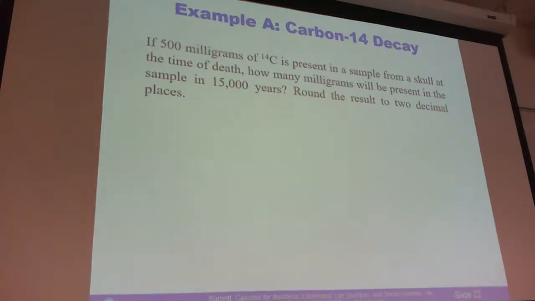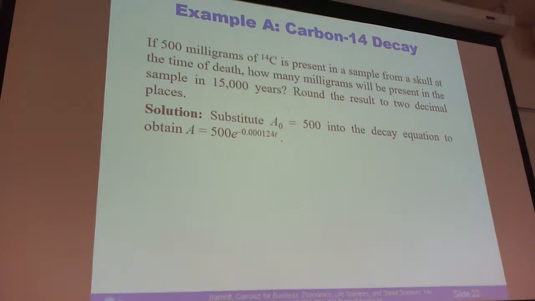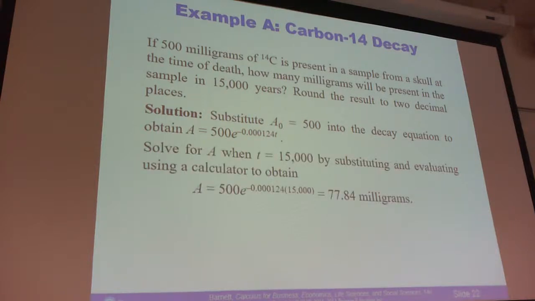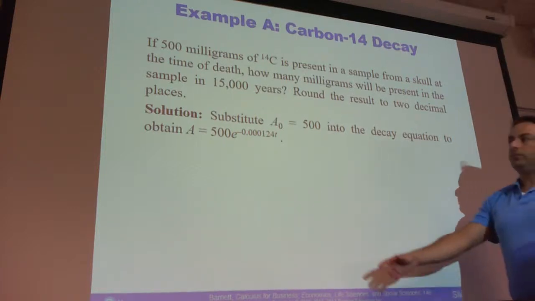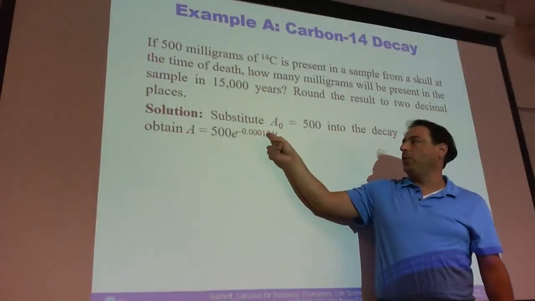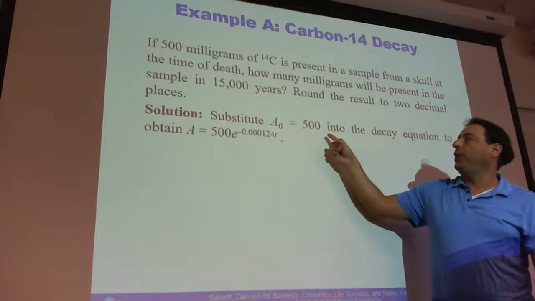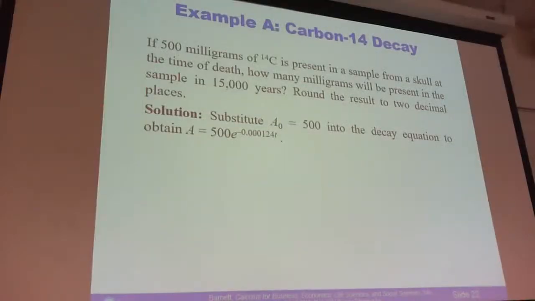If we have 500 milligrams, how many milligrams would be present in the sample in 15,000 years? So there's your equation. And your job is to plug in 15,000. So, whichever way you want to do it, your equation is 500 e to the negative 0.000124 t. You're plugging in 15,000 in for t. So practice both ways. Use the table and type it in.